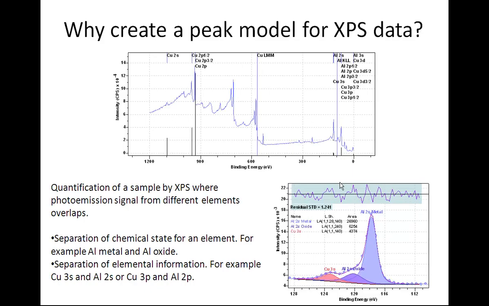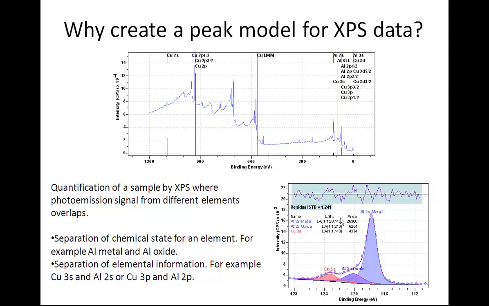The first question is, why do we need peak models? This is an example where a peak model is an essential part of understanding the material properties. This is a sample that contains aluminium and copper, and because it has been measured using an aluminium K-alpha X-ray source, which is very common for most lab-based systems, the aluminium signal arrives only in the form of aluminium 2s and aluminium 2p, and the problem is that copper 3s and copper 3p overlap with the aluminium signal.